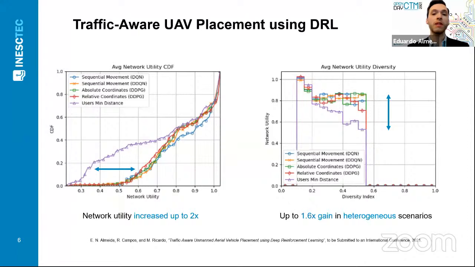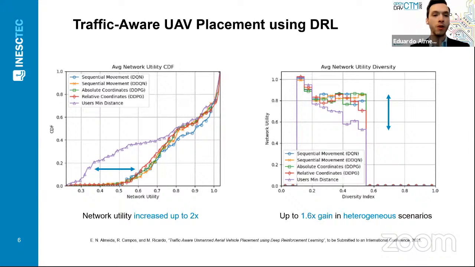In this slide, we can see some results of our algorithm. So we trained this model using the INESC simulator, and we tested this on 100 different scenarios, so different combinations of traffic and position of the users. And then we plotted the cumulative distribution function of the network utility on the left-hand side.